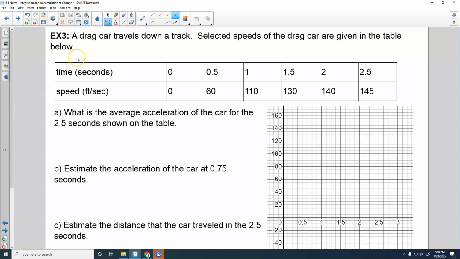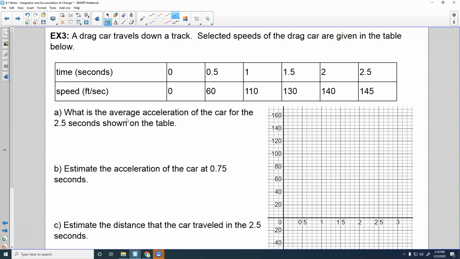I have got a table this time. A drag car travels down a track. Selected speeds of the drag car are given in the table below. And then it's going to ask us several questions here. So the first one says, what is the average acceleration of the car for the 2.5 seconds shown on the table?